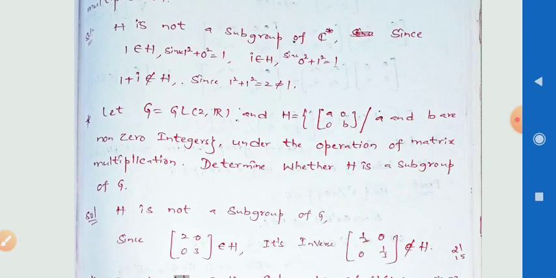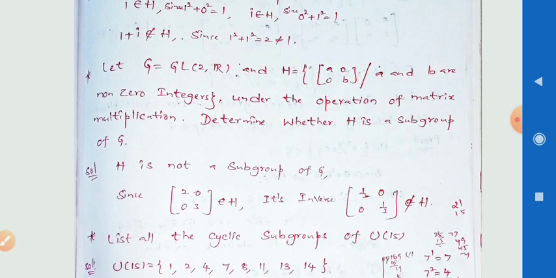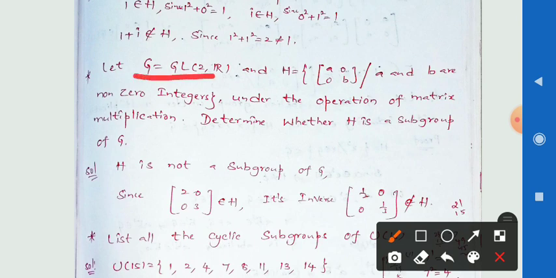Now another one. Let the set be G is equal to general linear group 2 comma R with real numbers, and the set H is equal to the 2 by 2 matrix A 0 0 B such that A and B are non-zero integers. Under the operation of matrix multiplication, determine whether H is a subgroup of G. Here the group G is given and the set H is given. We have to show whether H is a subgroup of general linear group 2 comma R.